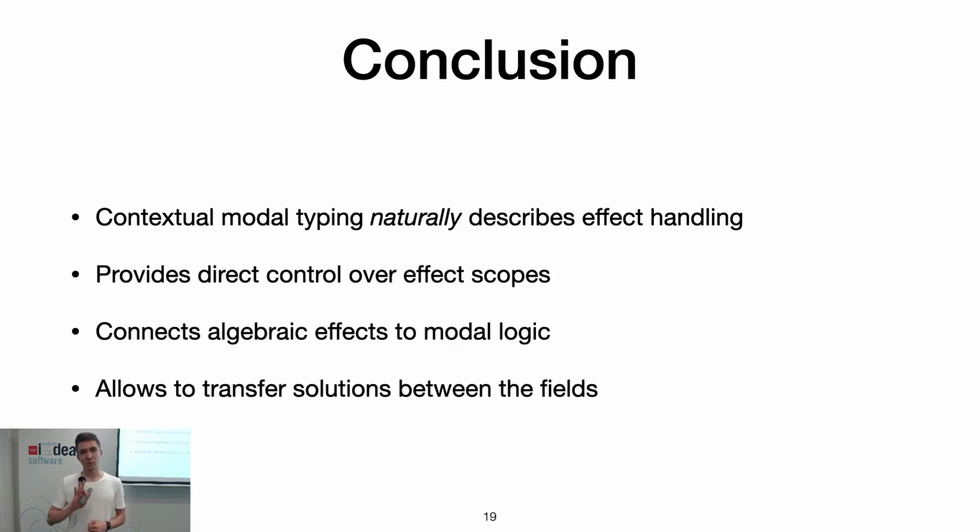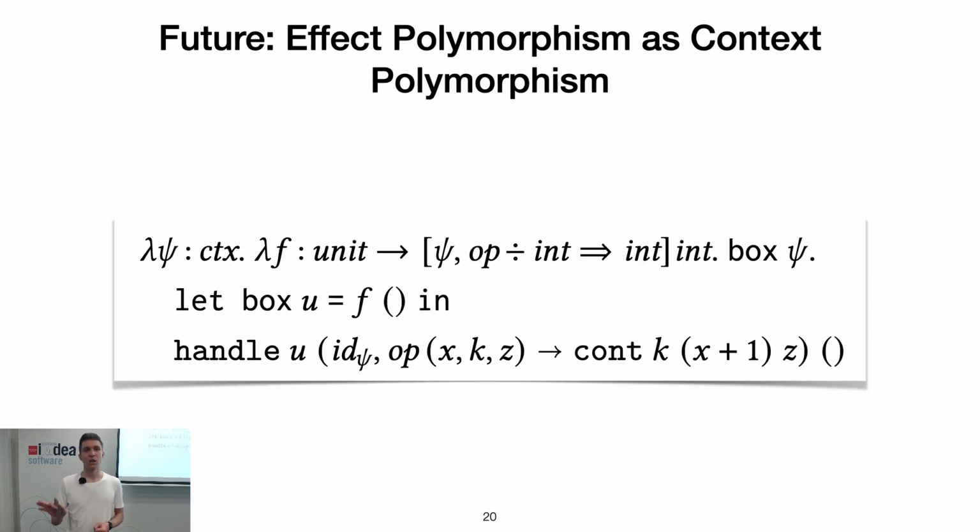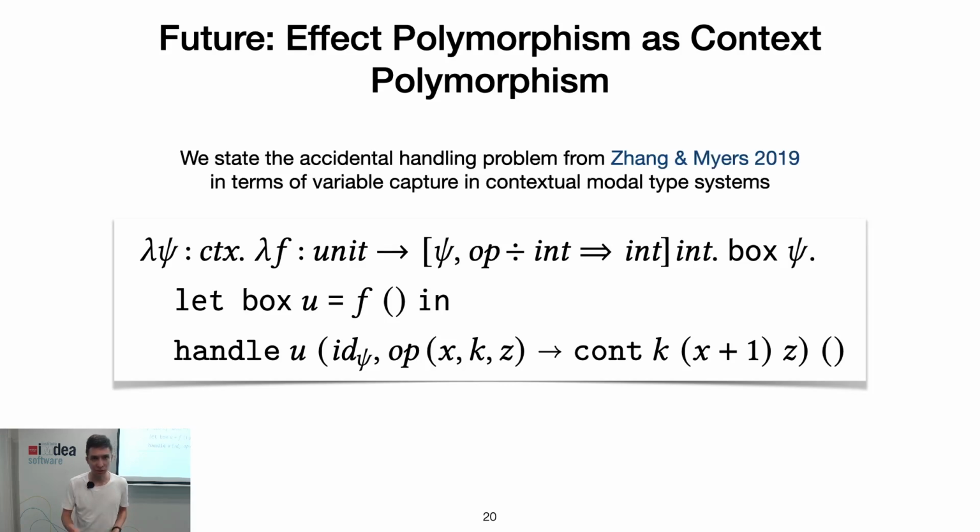And let me give you an example of it right away. Currently, there is a lot of research into effect polymorphism, which is polymorphism over effect theories. And in the slide, we show you an example that we adapted from a paper from POPL 2019 that shows a problem with accidental handling of algebraic effects.